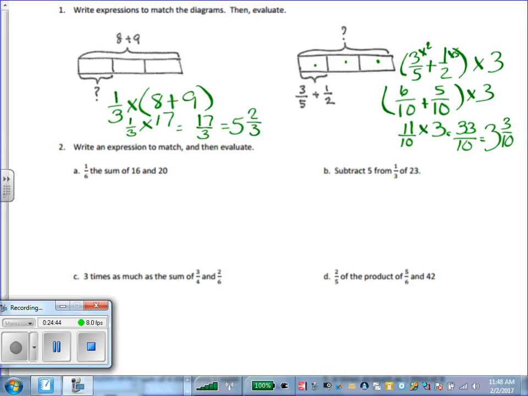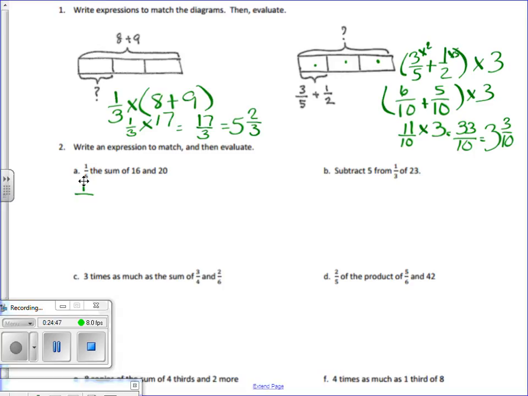Marco, what am I doing? 1/6. I think 16... Yes. The sum of 16 and 20. You're adding those, and you're taking 1/6 of it. It's okay. 1/6 the sum of 16 and 20. Be very careful to what it's saying.